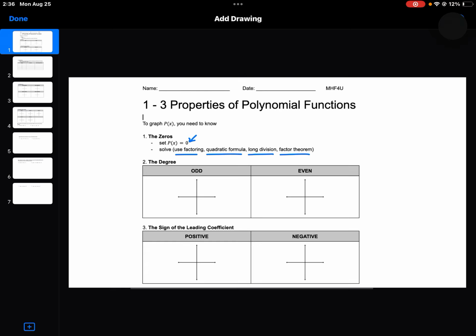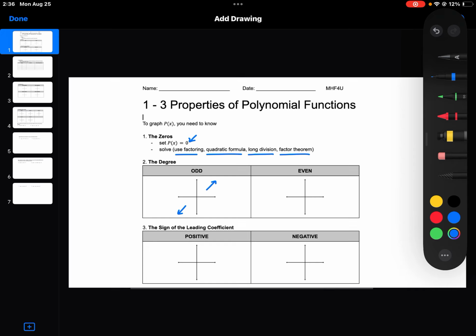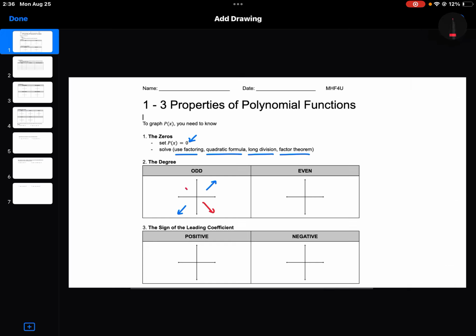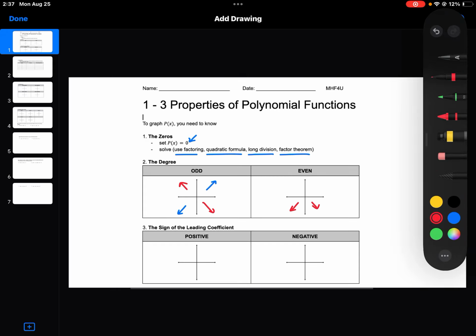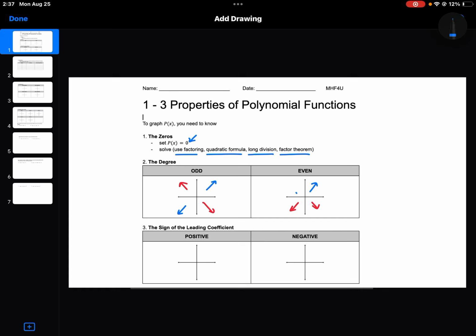The next thing that you need to know is the degree, if it is odd or if it is even. Odd functions finish in opposite directions, so they either go up to the right and down to the left, or down to the right and up to the left. Even functions finish in the same direction, so they either both finish down or both finish up. The next characteristic is the sign of the leading coefficient.